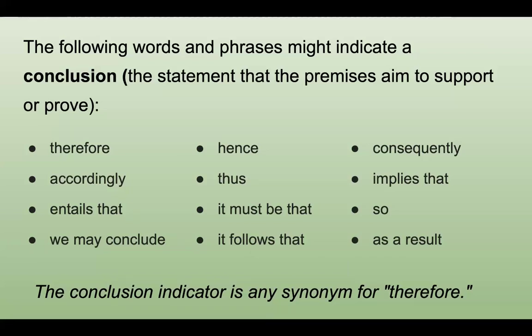So for example, pizza can be shared among many people. Therefore, pizza is the best food for a party. So the therefore tells us that the main claim of this argument is that pizza is the best food for a party, right? So is that clear? All right.